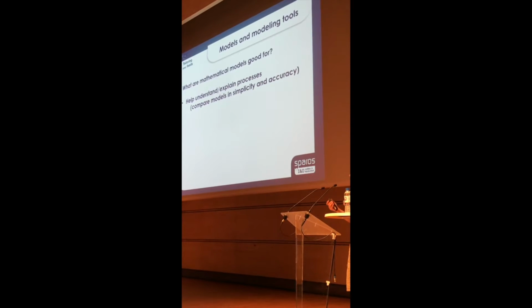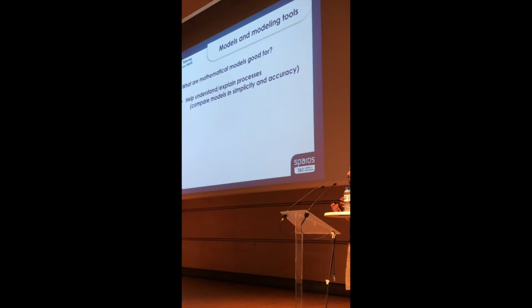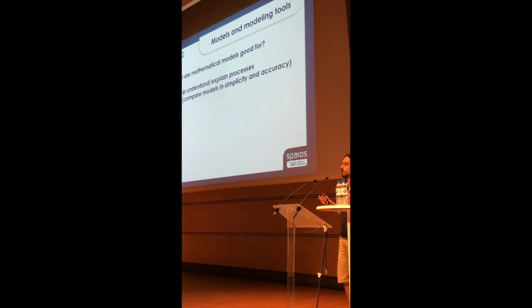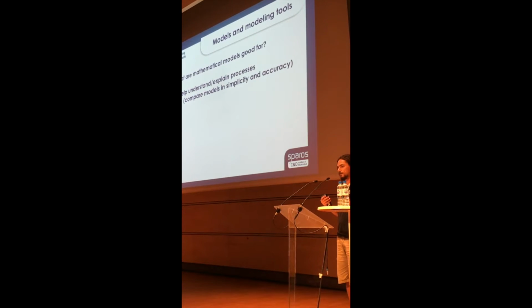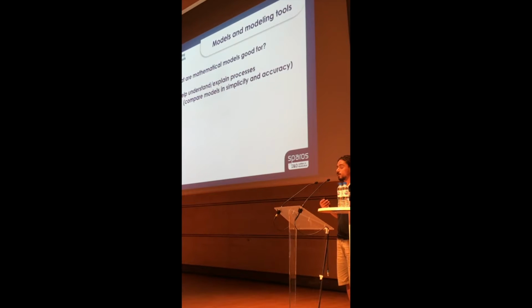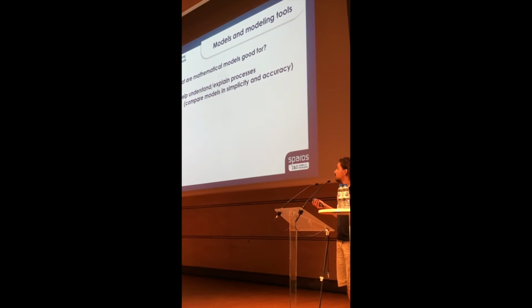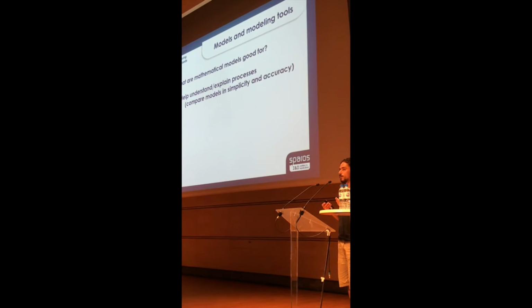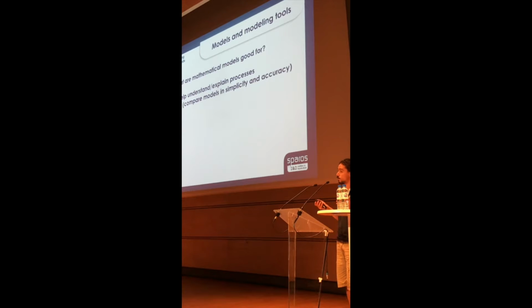An important aspect is to understand why models are good. So far I've talked about two aspects in which models can be helpful. One of which is to help us understand or to explain processes. And again, we would use the principle of parsimony. The simplest model we can come up with that's accurate is probably not too far from reality.